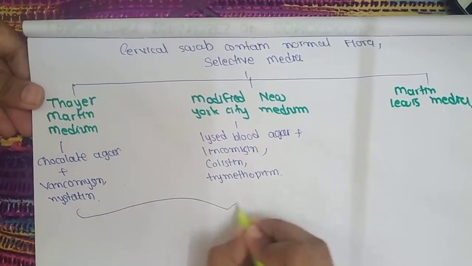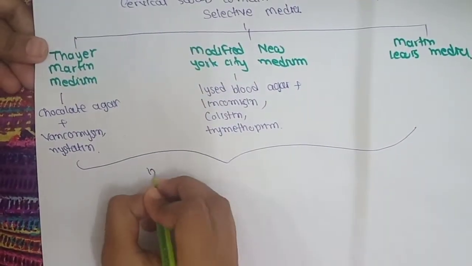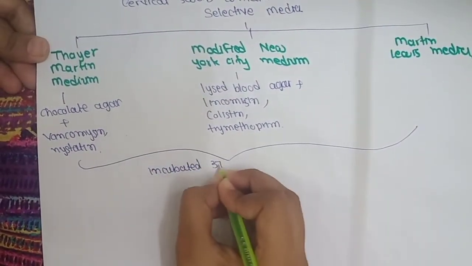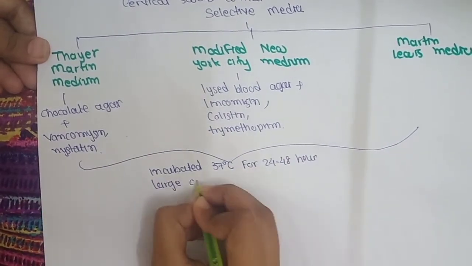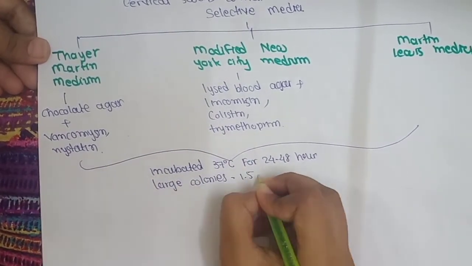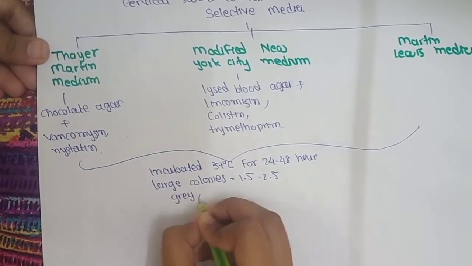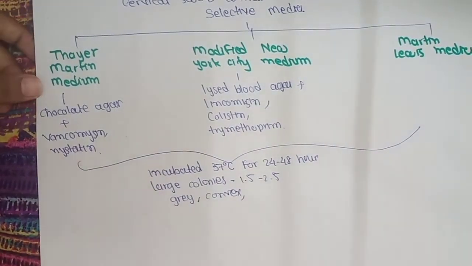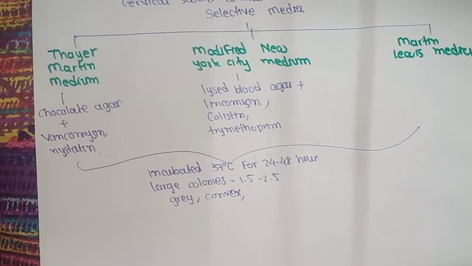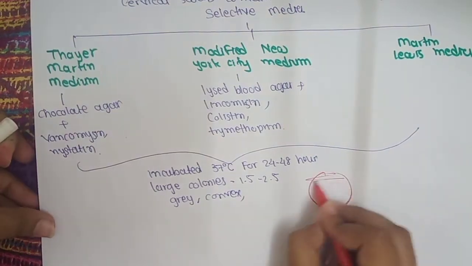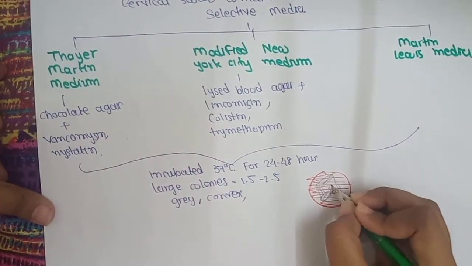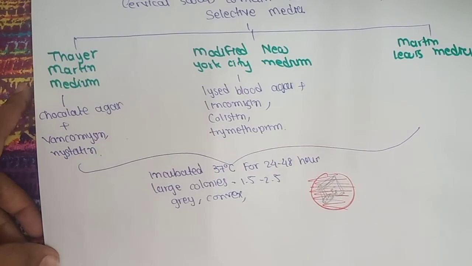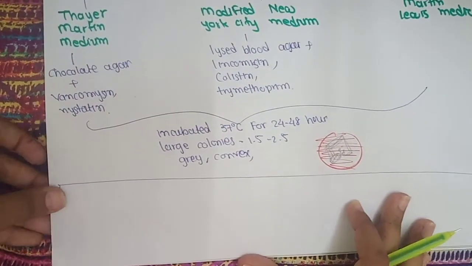So, the gonococcus is incubated at 37 degrees Celsius for 24 to 48 hours, and it will produce large colonies, about 1.5 to 2.5 millimeters. Suppose this is any selective media. Let's say that this is Thayer-Martin medium. So the colony will be gray, convex, and with an opaque center.